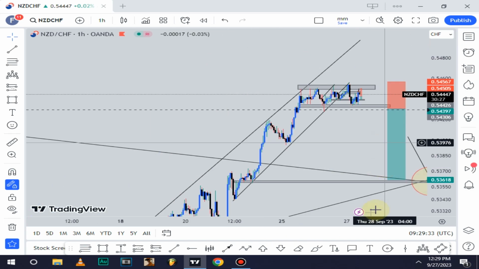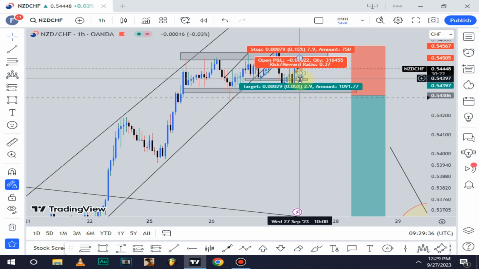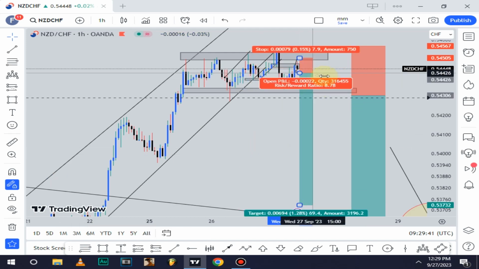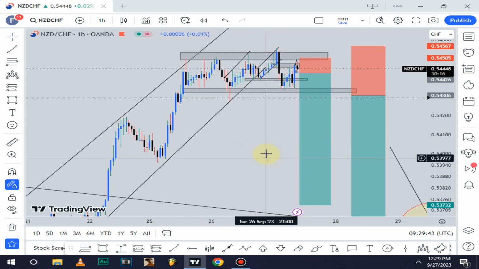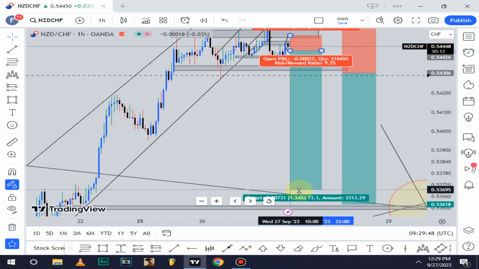Right? So this is, and it's trying to break right now. Right? This is amazing. So that should be the tightest entry. I mean the tightest stop loss, guys. Look at that. You risk 7 pips and then ride the wave all the way down.